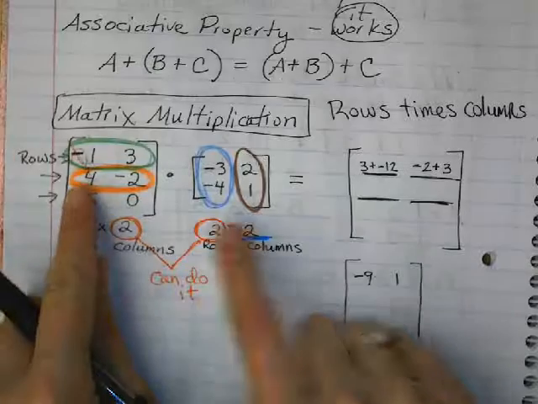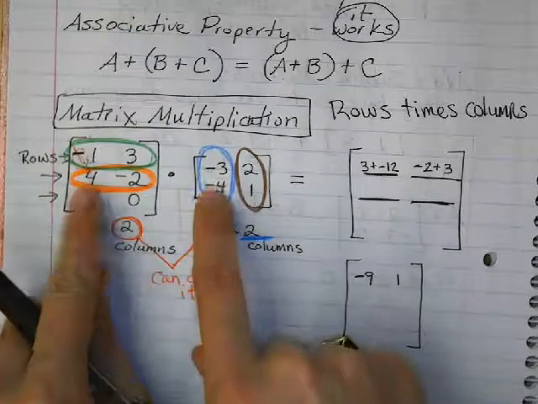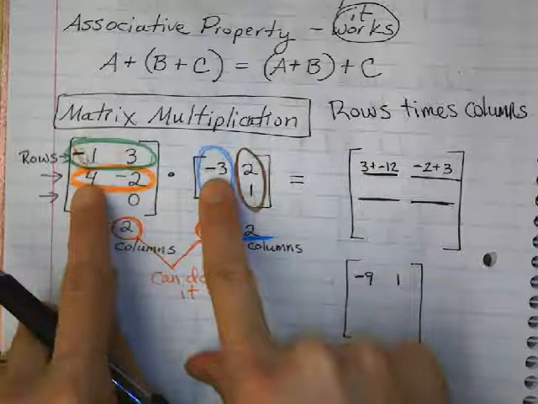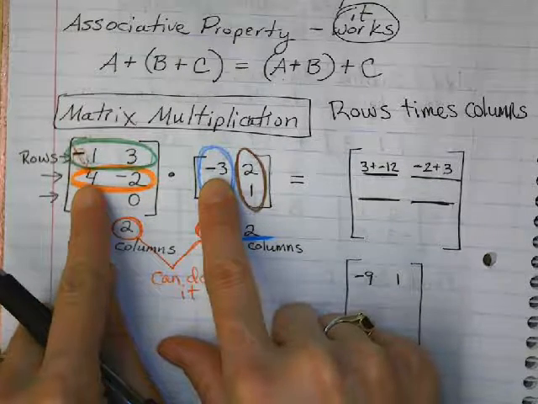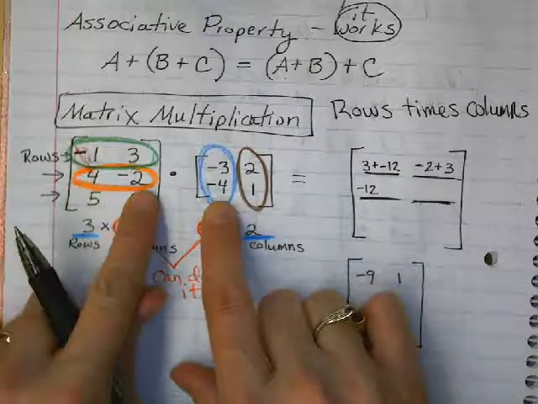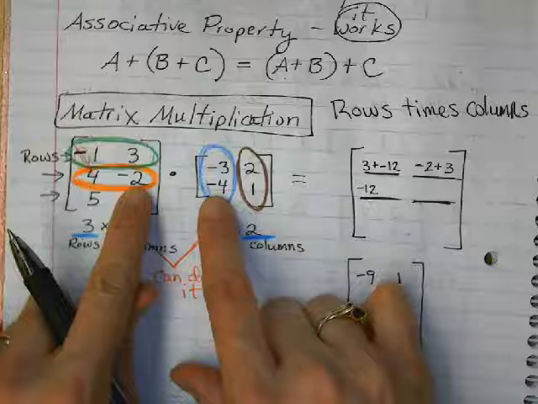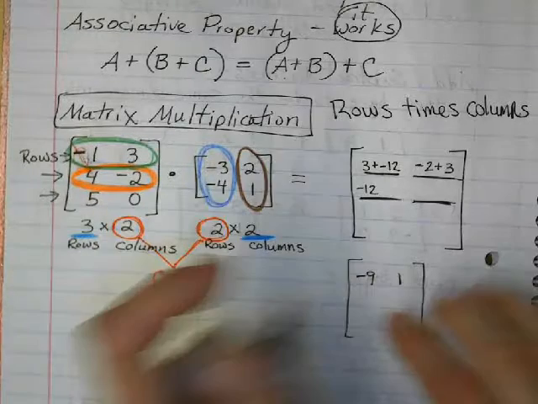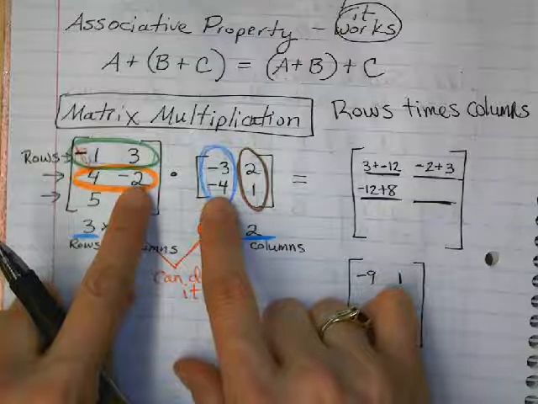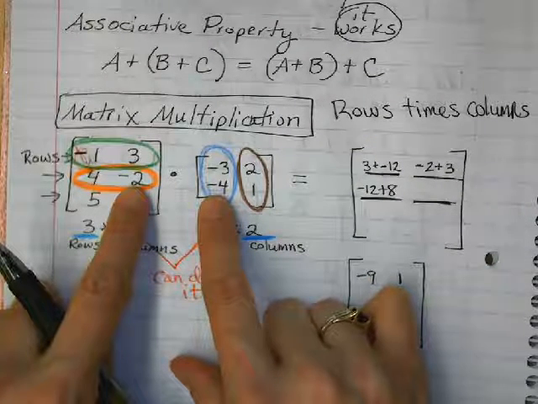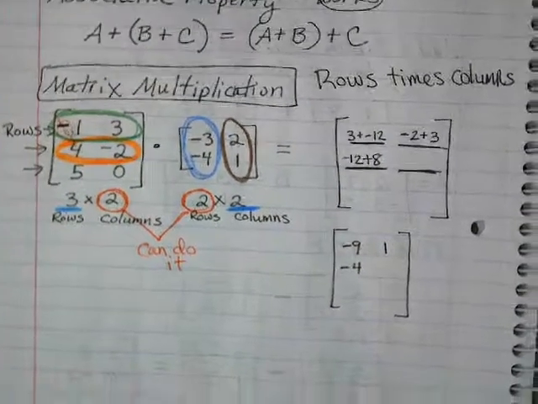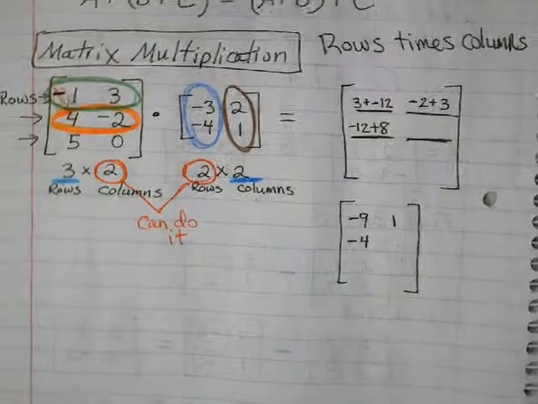So now we're doing this orange row times this blue column. Again, I try to point at it with my fingers here. I'm going to times this 4 and this negative 3. So that's negative 12. Plus, what do I get when I times these? That'd be 8, right? Negative 2 times negative 4, that's 8. So negative 12 plus 8. So that's negative 4. Hopefully they can see it okay. I'm trying to line it up.